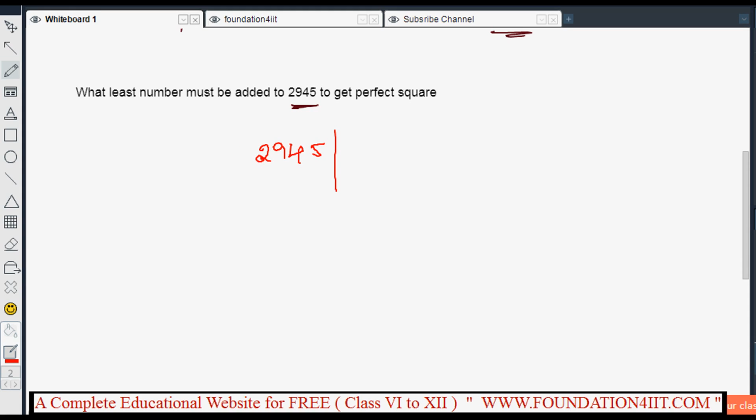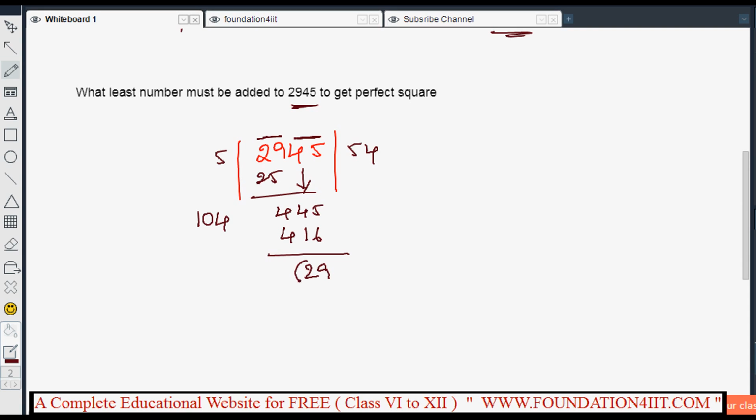2945, you take pairs of numbers, 45 and 29. Fine. So 5 5s are 25. Subtract, it is 4. The next set is 45. This 5 becomes double, that is 10. Then 101 ones, 102 twos. If you take 104, 4 fours are 416. So if we subtract 29, now 29 extra came.